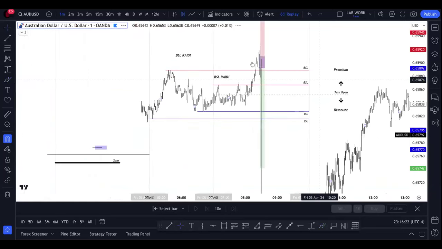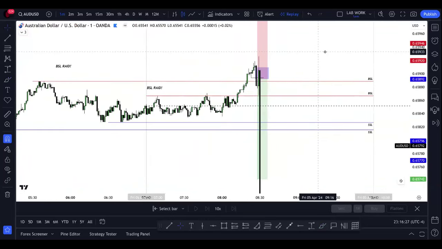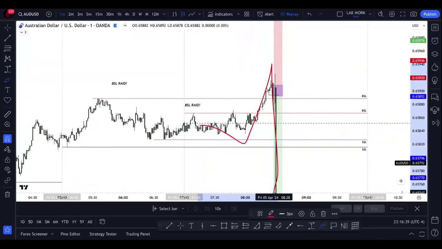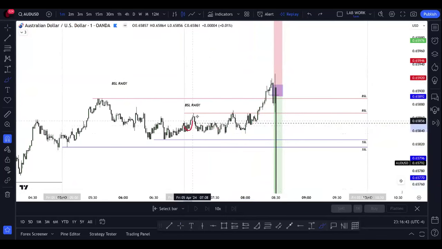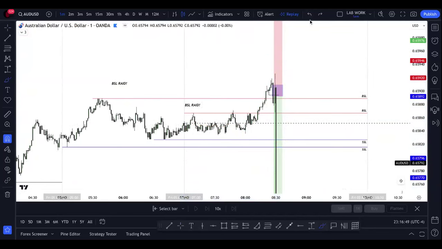Like this. Looks just like gold, but it gave the entry correctly. It ran buy side first, then went short. Gold did not. You see how gold went to sell side first? Gold went down, up, then down. AU did not do that. AU immediately knew we're going to do buy side first, then go short. So if you were following it for gold, technically you would have taken a loser there.